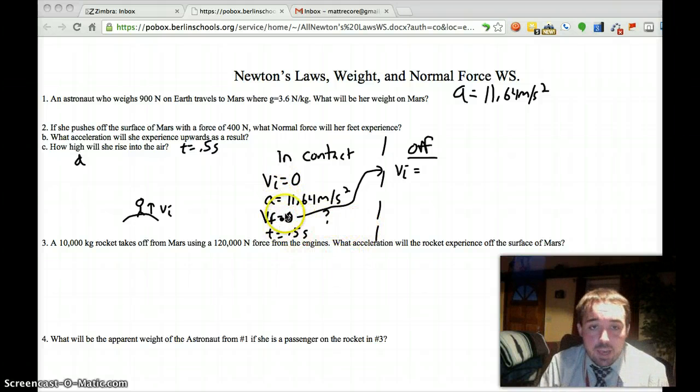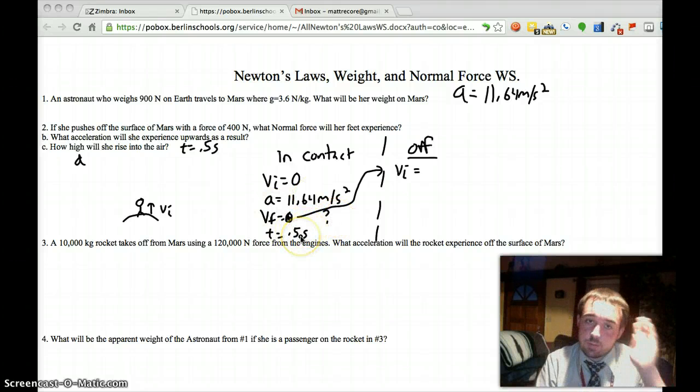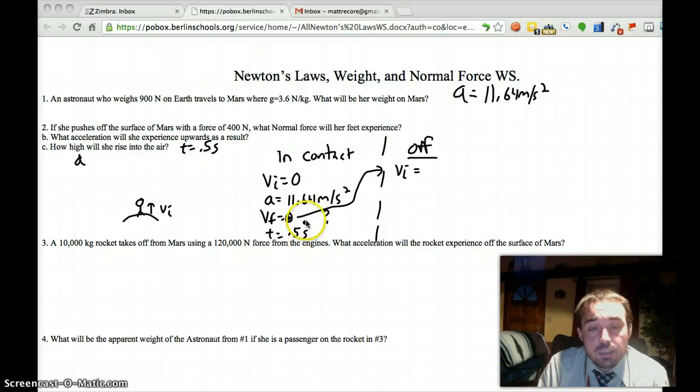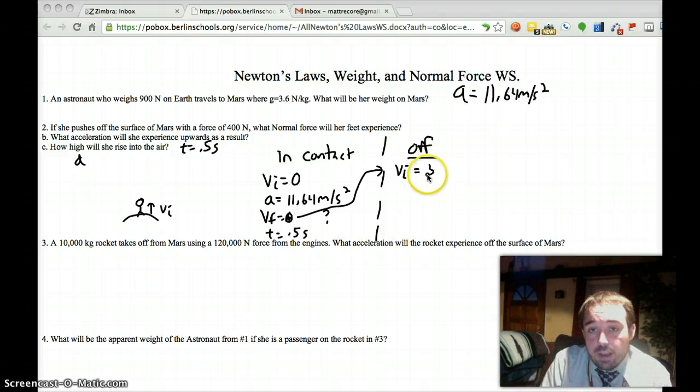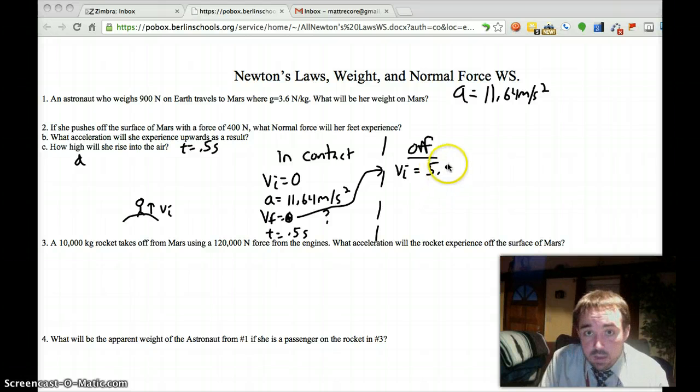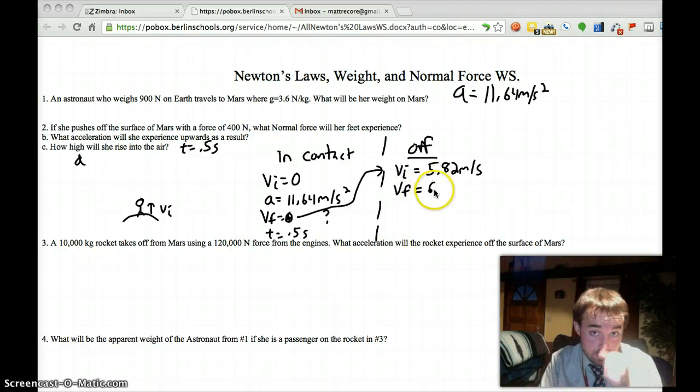So VF equals VI plus AT. Our VF, for sake of saving some space, I'm not going to show you what the VF is, but it's really just going to be the 11.64 times 0.5. So she's going to leave the ground with a speed of 5.82 meters per second. We want to figure out how high she goes.